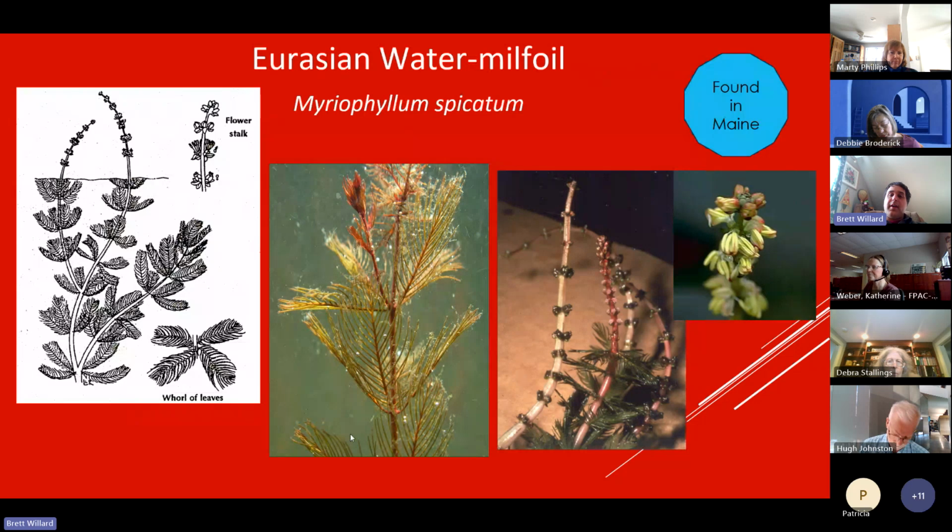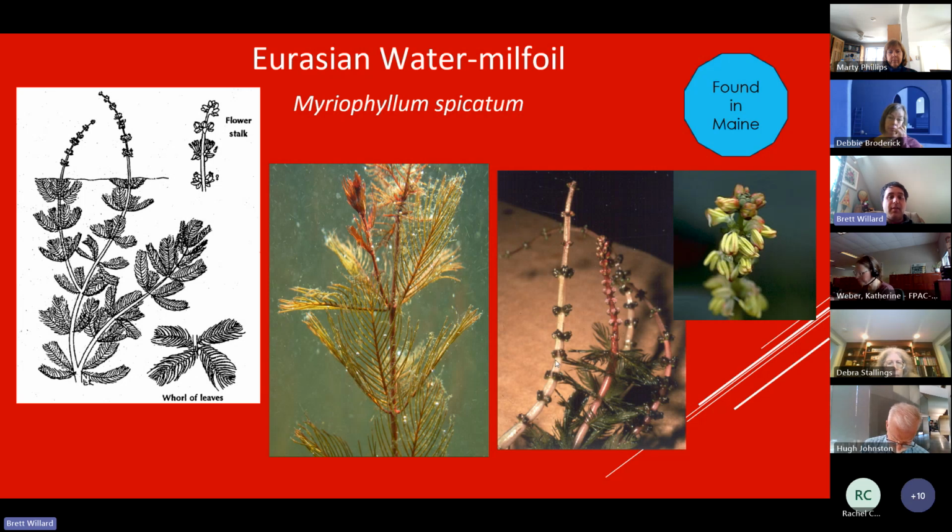Eurasian water milfoil is our next milfoil. It's native to Eurasia, and it's very, very invasive across the Northeast. In all of New England, it's the most common aquatic invasive, with the exception of Maine, where variable is the most common aquatic invasive. It's currently only managed in Cobbossee Lake, and there are other infestations in the state that have been treated with early detection and rapid response, and it's been eradicated.